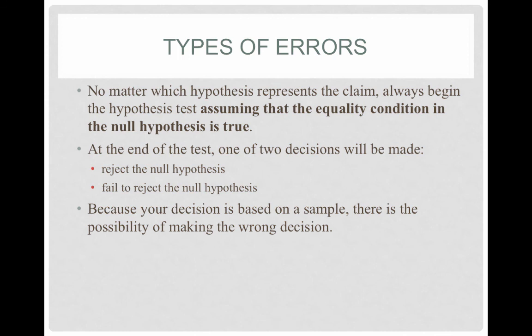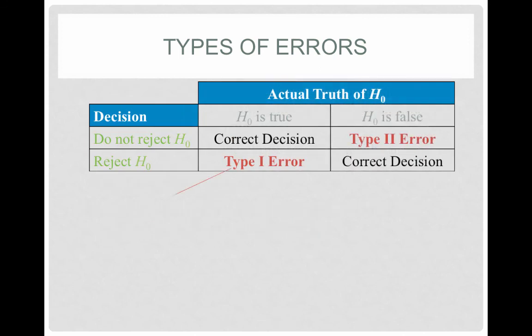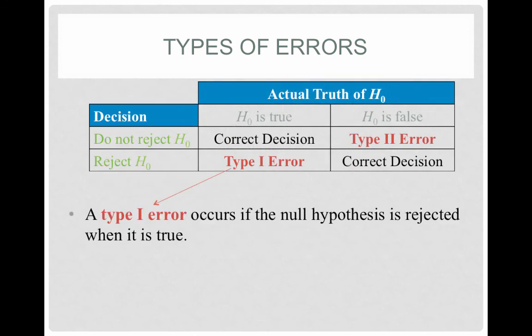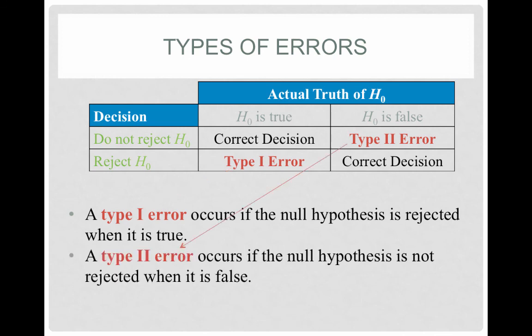Because your decision is based on a sample, there's always the possibility of making the wrong decision. What types of errors can occur? A type 1 error occurs if the null hypothesis is rejected when it is true. So we reject the null when in fact it's true. A type 2 error occurs if the null hypothesis is not rejected when we should reject it, when it is false. The best way to think about type 1 and type 2 errors is with examples.